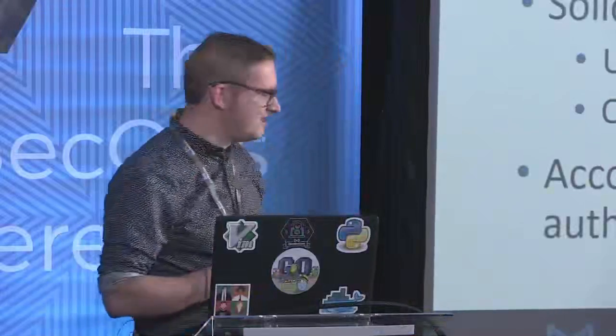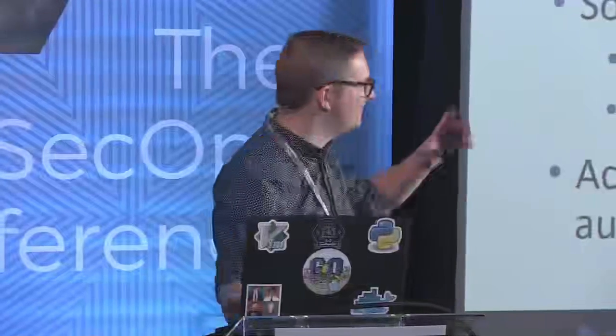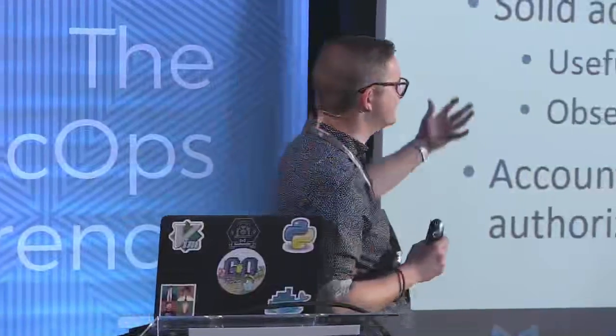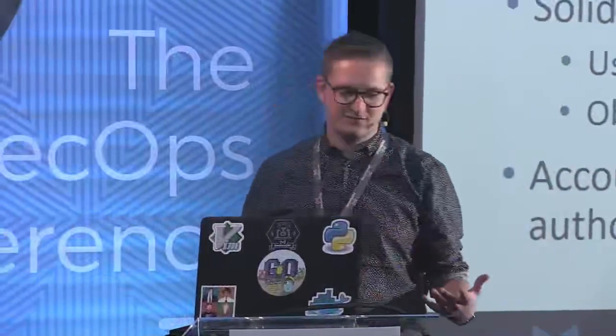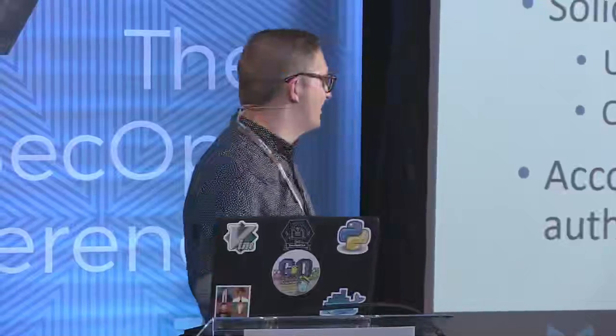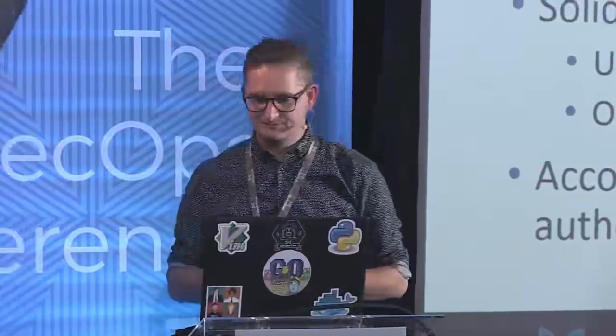So the final A in our 3 A's is accounting or auditing. Accounting is what's been done and why. This is the bit that's always missing whenever you go and see vendors. They will set up an audit trail, but it'll just go into a bucket and never be seen again. But actually, that information is really useful. You can use it to feed back into your pipeline for authorization decisions because it allows you to identify things like anomalies. Additionally, you need to keep on top of it in case you ever do get breached.